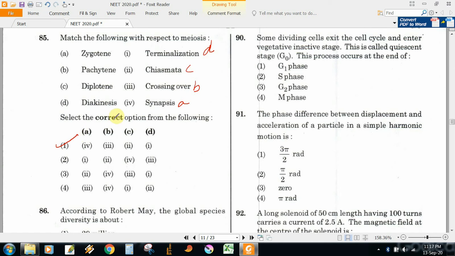So based upon this, you can see that the first one itself matches properly to the columns. So the 90th question we are having, the last question, but we have to discuss other four remaining. Some dividing cells exit the cell cycle and enter the vegetative inactive stage, and this quiescent stage is G0. The process occurs at the end of G1 phase, S phase, G2 phase, or M phase. It is the G1 phase. The cells can quit the G1 phase and enter into the G0 phase.